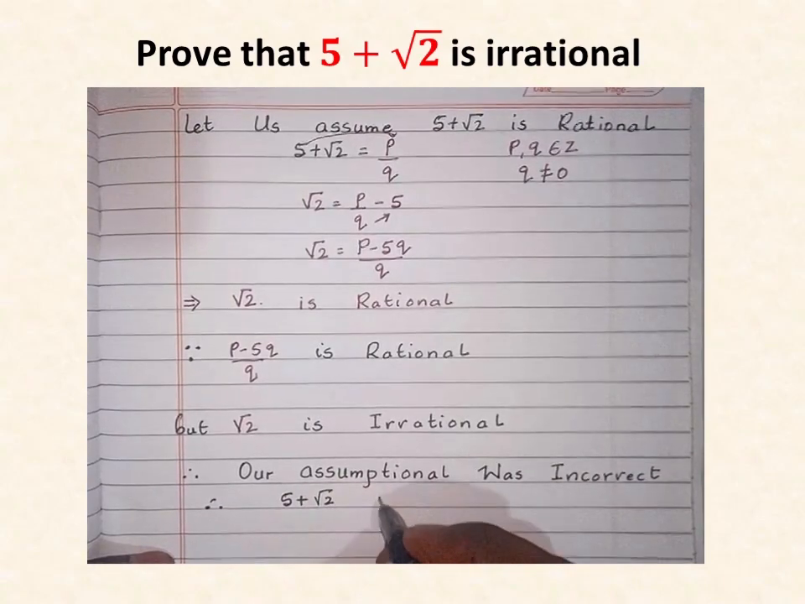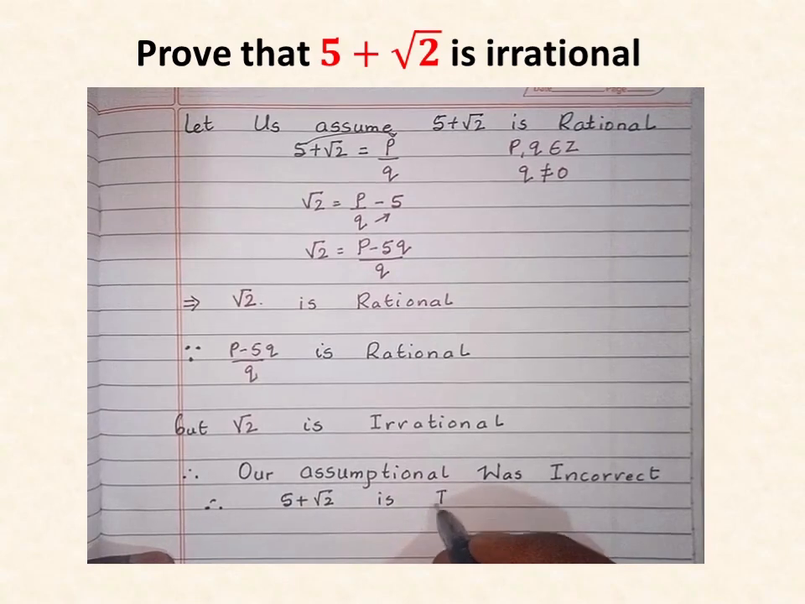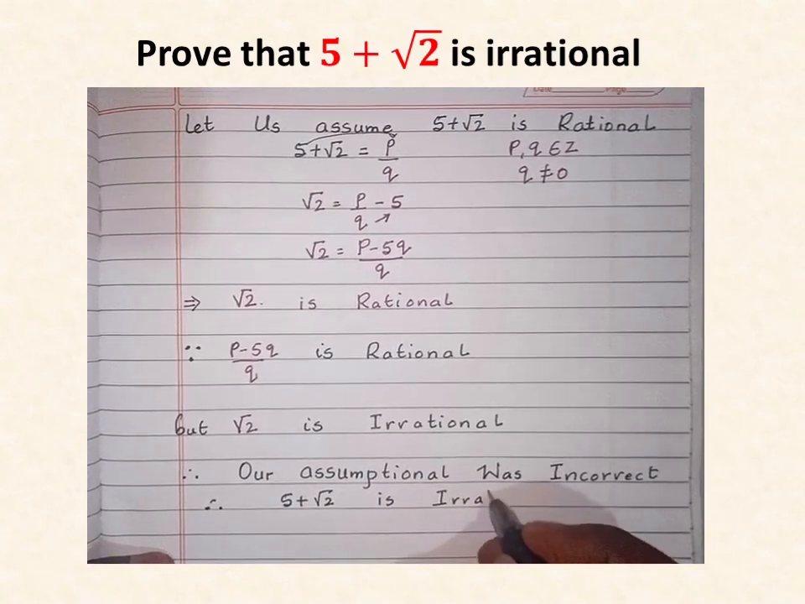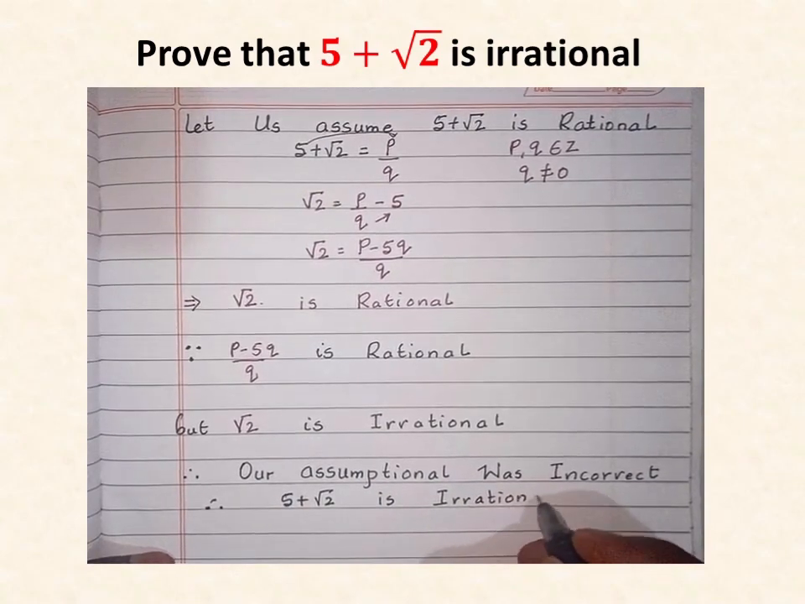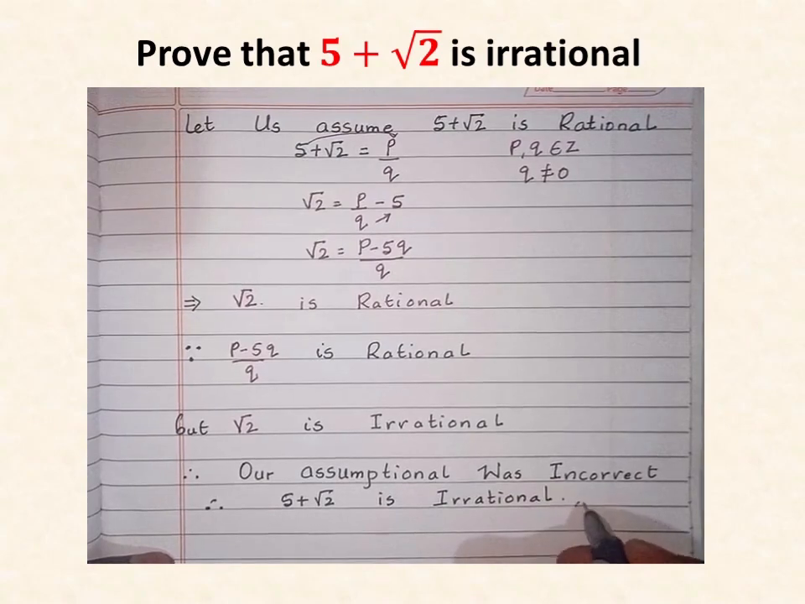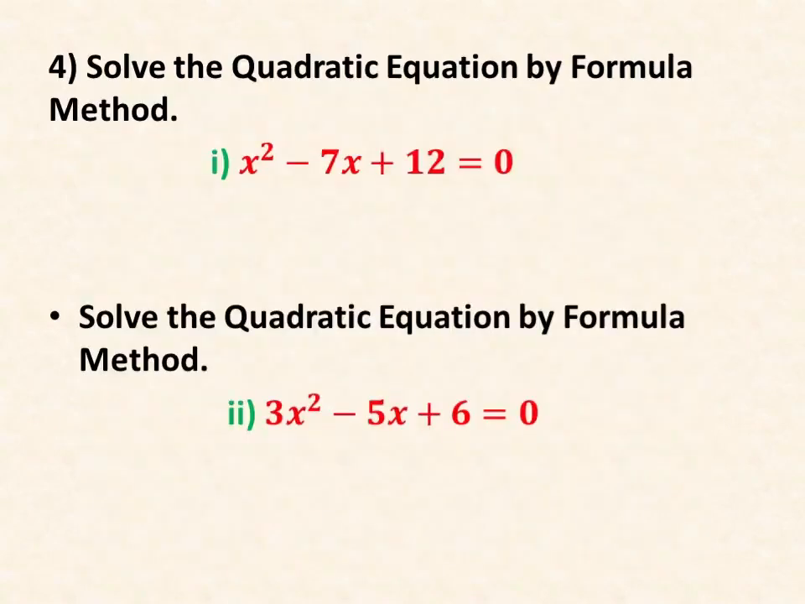So, I can say that 5 plus root 2 is an irrational number. Fourth question, we need to find out the roots of the quadratic equation by the quadratic formula method.